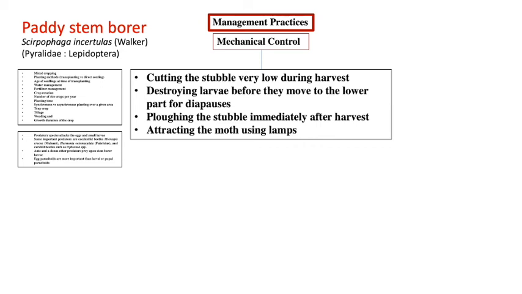Attracting the moth using lamps has also been suggested, but experiments show that mass trapping by Petromax lamps is not effective as the majority of moths attracted had already laid eggs in the field and it required many lamps to be effective.